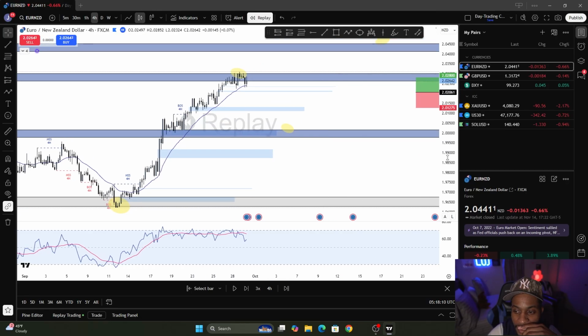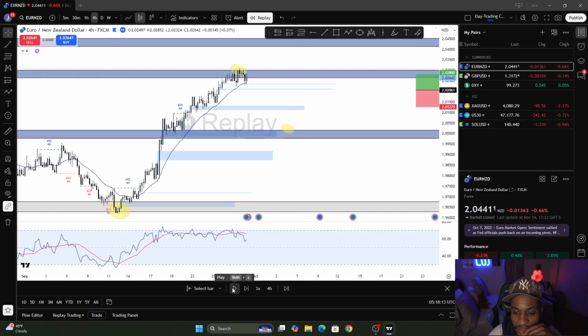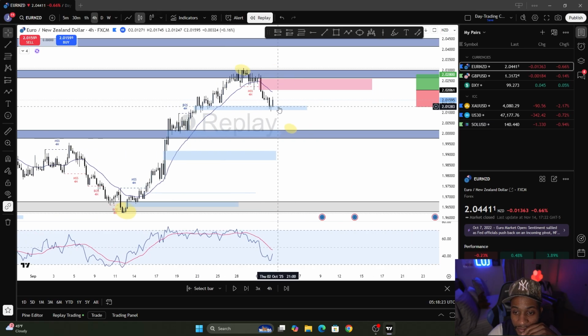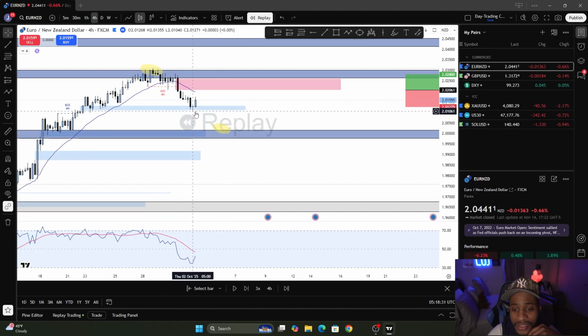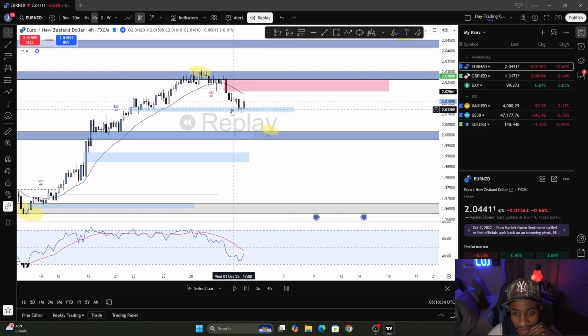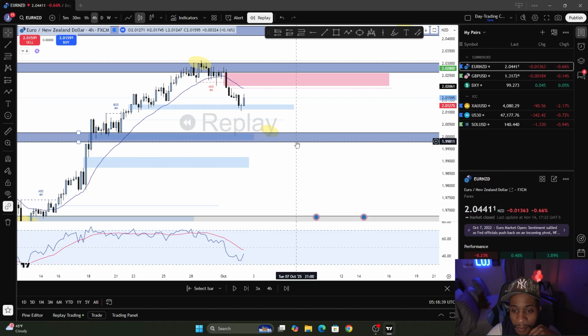If I speed this up a bit, just look at what price did. We actually got to this fair value gap, and price gave us a reaction. You could consider this a doji candlestick formation, but I'll explain something that's very key. Matter of fact, let me explain it right now.